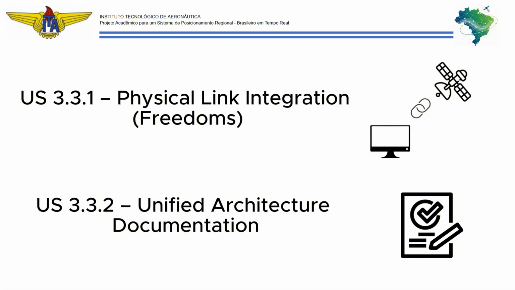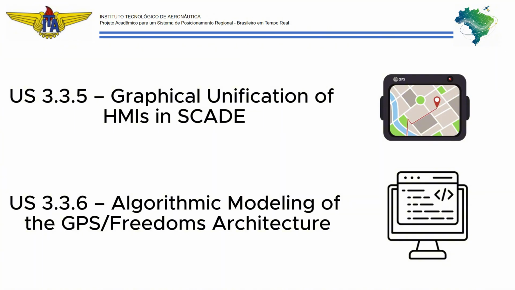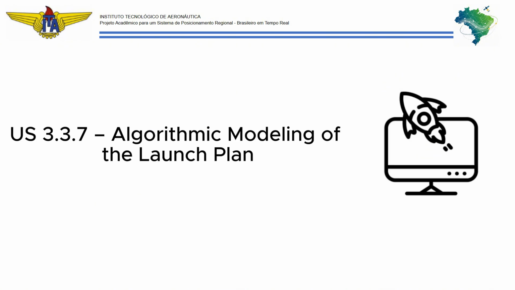US 3.3.1 Physical Link Integration. US 3.3.2 Unified Architecture Documentation. US 3.3.3 Delivery Route Visualization. US 3.3.4 API Adjustment for Real GPS Data. US 3.3.5 Graphical Unification of HMIs and SCADE. US 3.3.6 Algorithmic Modeling of the GPS/Freedoms Architecture. US 3.3.7 Algorithmic Modeling of the Launch Plan.